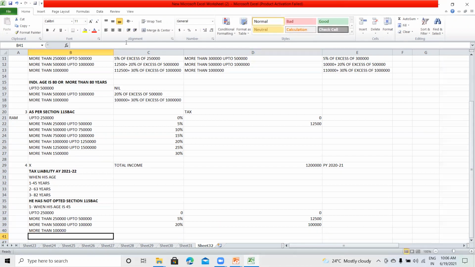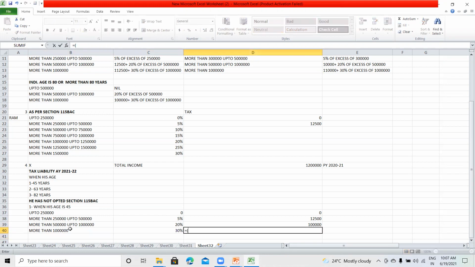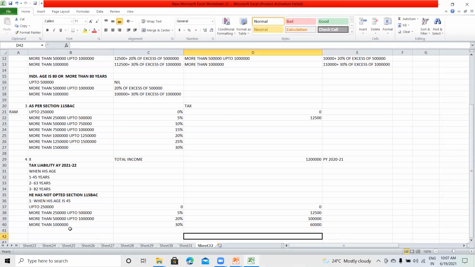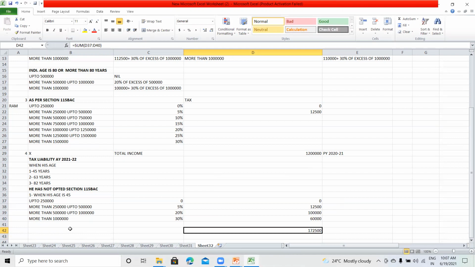And more than 10 lakh, in this case the rate will be 30%. The income is 12 lakh minus 10 lakh into 30%, which is 60,000. So the total tax is 1,72,500 when his age is 45.